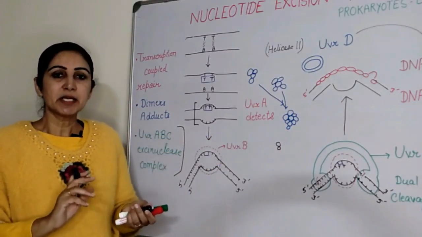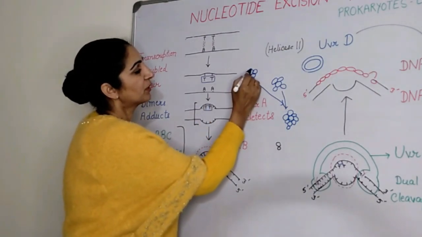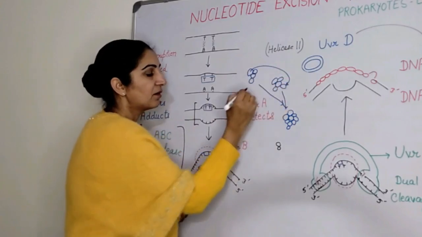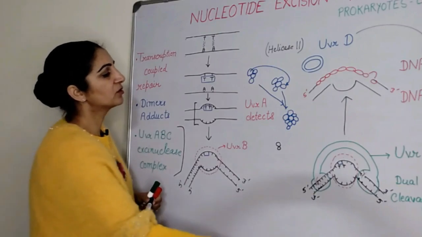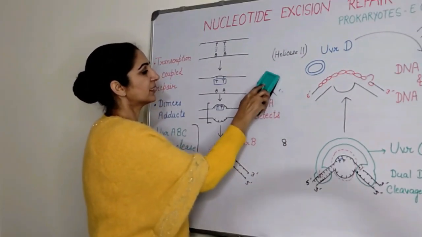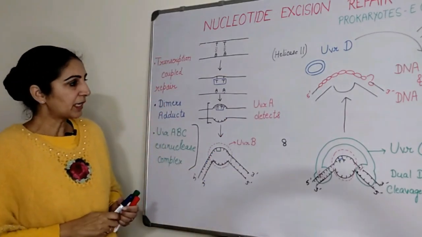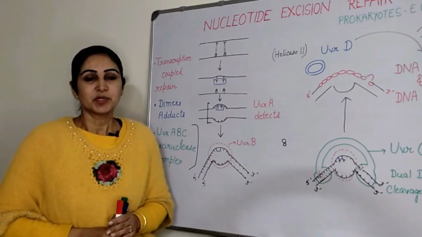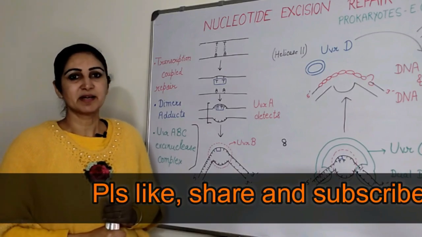See, there can be rearrangement of the atoms. This atom can shift from here to here, but the number of atoms remains the same. So such molecules are called adducts. This nucleotide excision repair helps in the removal of dimers as well as adducts. So this is for today. This is how nucleotide excision repair gets done.